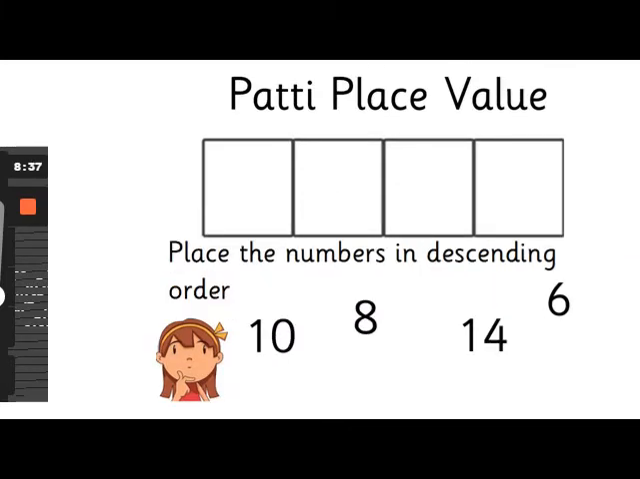Fantastic. Now we are on to Patti's place value, but this time it's going to be in descending order. That means our numbers are going to get smaller. We're going to start at the greatest number this time, and our number will be getting smaller. We've got the numbers 10, 8, 14 and 6. Pause the video, work out which is the greatest number.